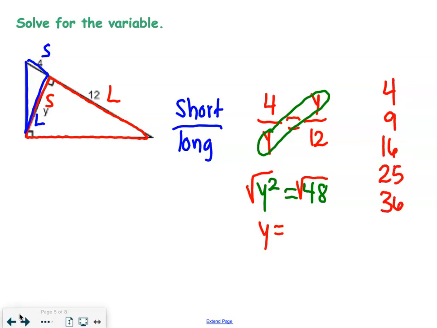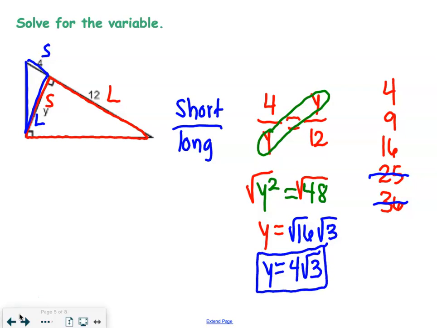Does it make sense to go any more than that since I'd be over 48? But again, use your brain. 36 isn't going to go in there evenly. Neither is 25. But does 16? Sure it does. It goes in there evenly 3 times. So now the square root of 16 is just 4. And then we don't know the square root of 3, so we leave it as root 3. There we are.